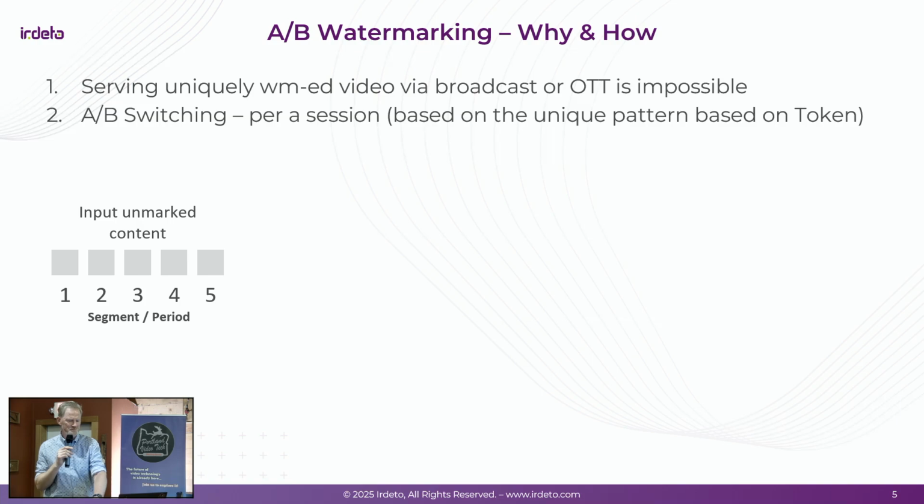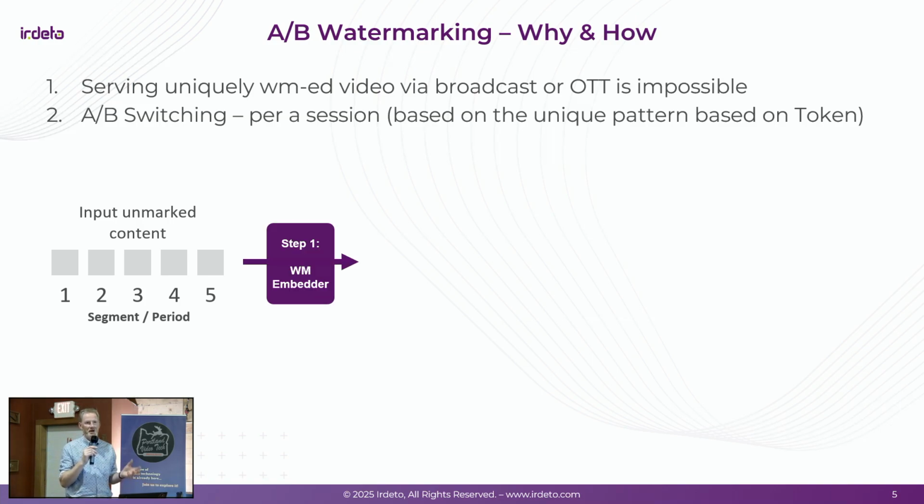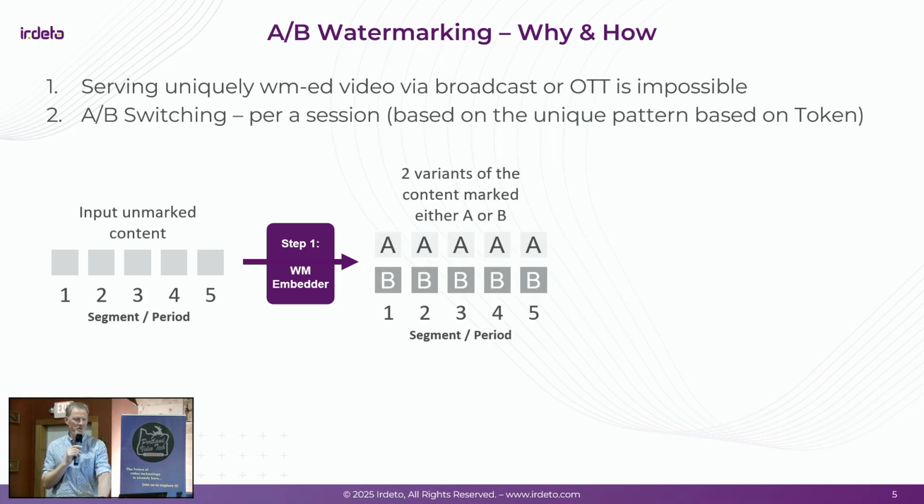What does it mean? I've got a workflow, I input unmarked content, and I input it to the embedder. And what does that embedder do? It creates two variants of that content. One which is watermarked with A's, and the other which is watermarked with B's. It doesn't mean that every single frame gets watermarked, right? You can be selective in that. Vladimir will also explain that different vendors of watermarking technologies follow different principles there.